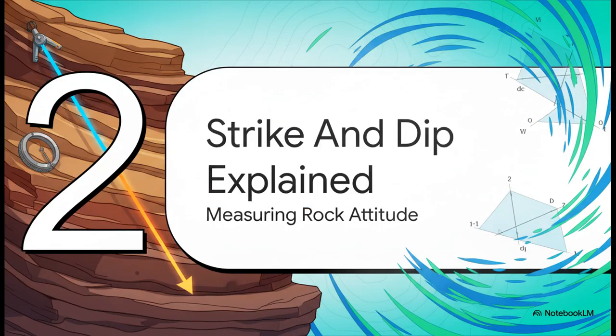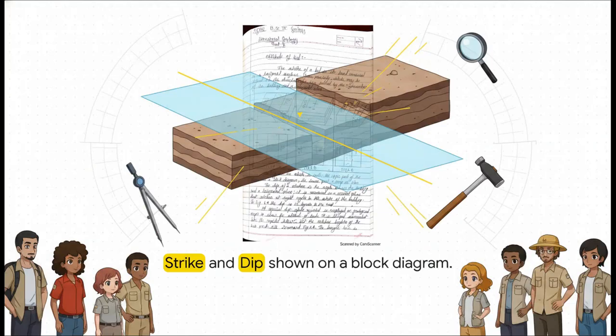Moving on to Section 2, Strike and Dip Explained. So if you picture a block of Earth cut right out of the ground with tilted layers of rock inside it, how do we measure that tilt? Geologists imagine perfectly horizontal planes intersecting with those tilted rock surfaces to create lines and angles that can be easily measured with a compass. It is literally pure geometry applied to raw nature.